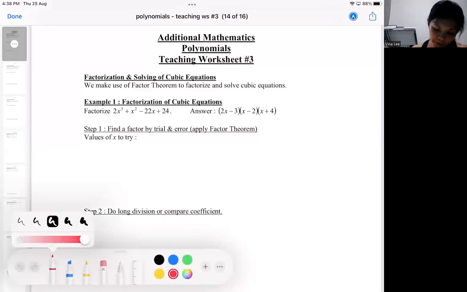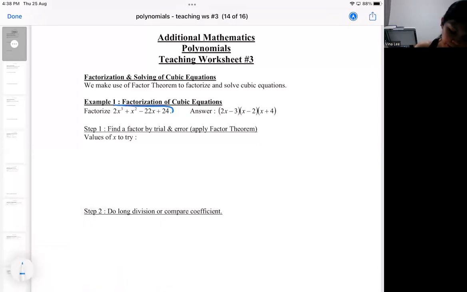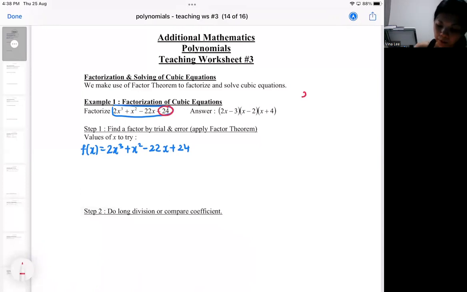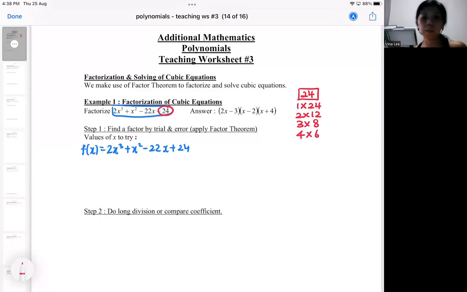So if you look at this cubic equation, this one is the cubic equation. You should look at the last number. Look at the factors of 24. And then you will try to put in the x based on the factor.